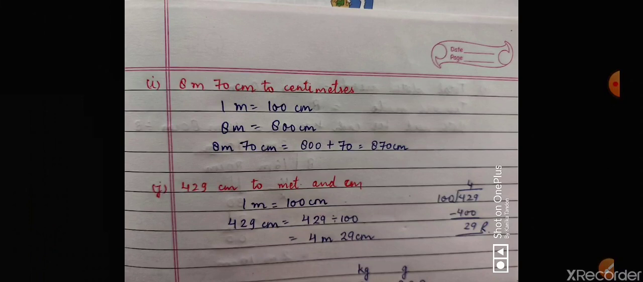Coming on to the second last part of this exercise, 8 meter 70 centimeter to centimeter. So 1 meter is equal to 100 centimeter. So 8 meter is equal to 800 centimeter, and 8 meter 70 centimeter is equal to 800 plus 70, that will become 870 centimeter.